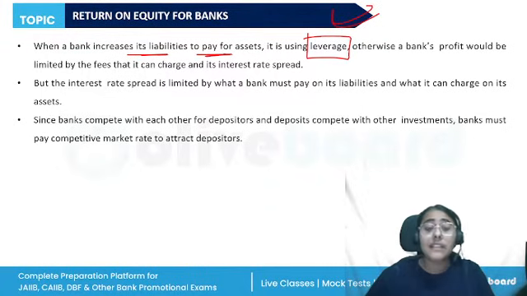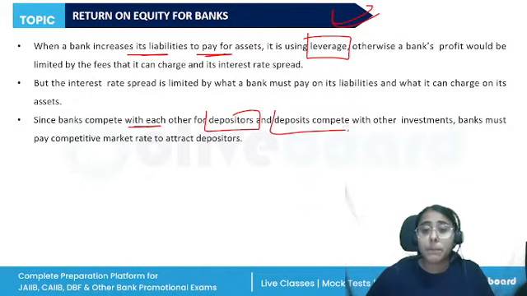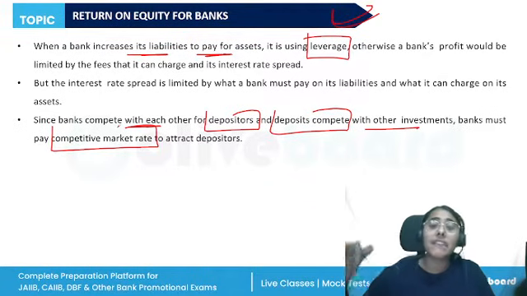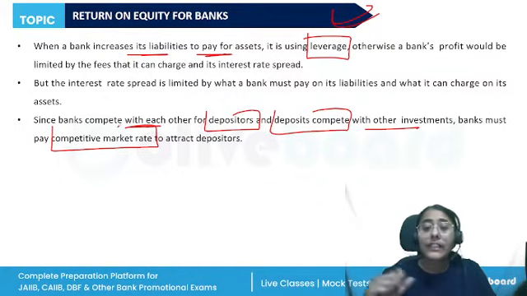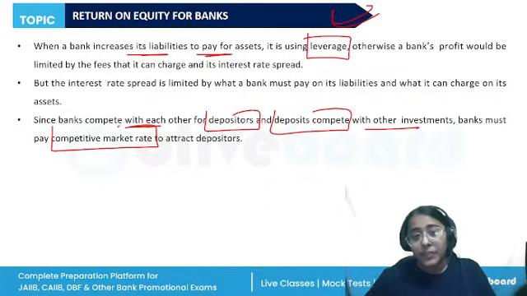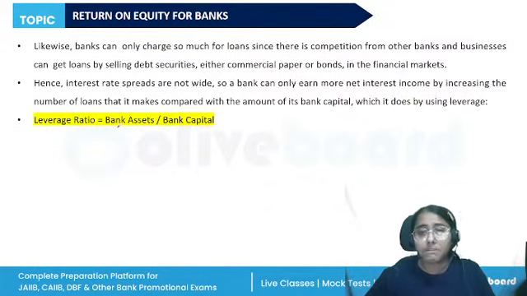All right, it is limited because of the charges which are set by our central authority. And because banks compete with each other for the depositors, and deposits compete with other investments, the banks must pay a competitive market rate. They cannot pay very high or very low rates. They have to maintain the RBI guidelines. Also, they need to be competitive, so they have to follow the market rates as well. So it will be limited. Thus, using the liabilities is important.